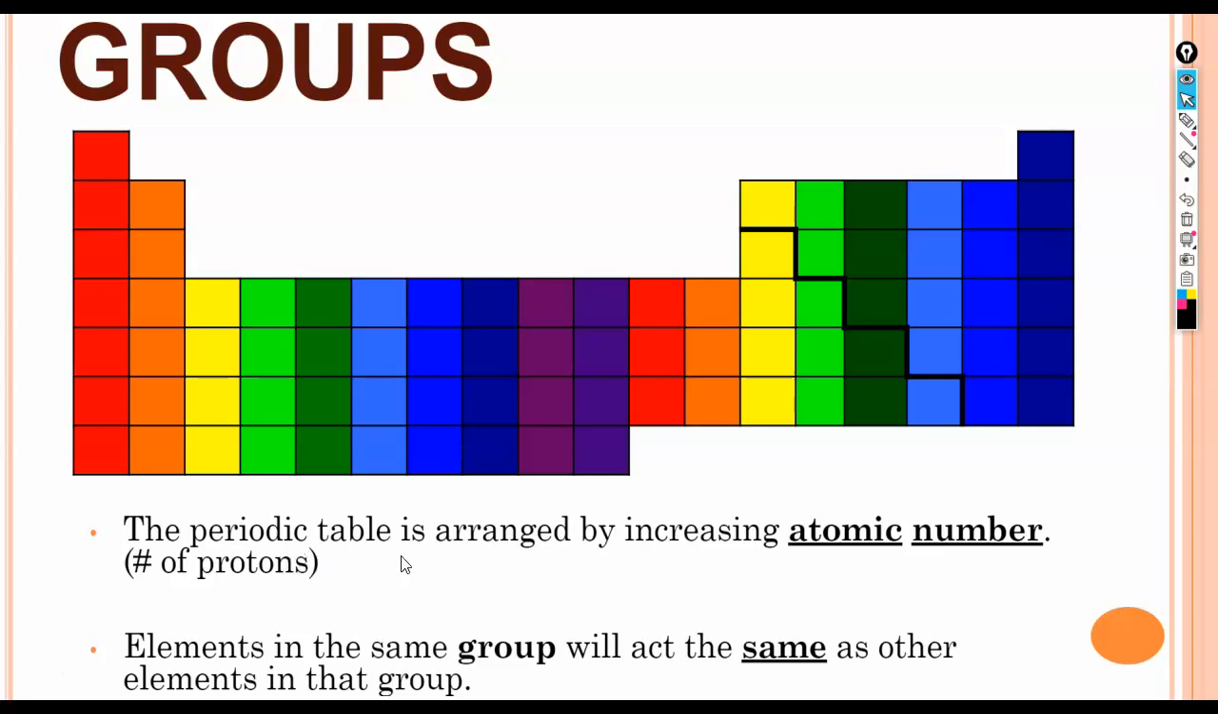Notice by the way what it says here in the notes, that the periodic table is arranged by increasing atomic number. And so the atomic number starts with 1 with hydrogen, and then hydrogen, helium, lithium, and so on and so forth. Okay, but elements in the same group, that is the same columns, are going to act the same as other elements in that group.